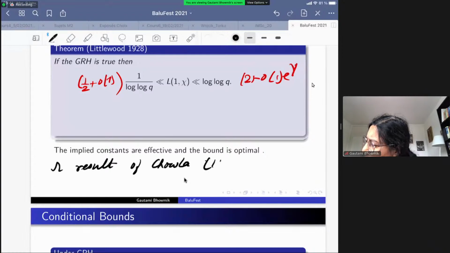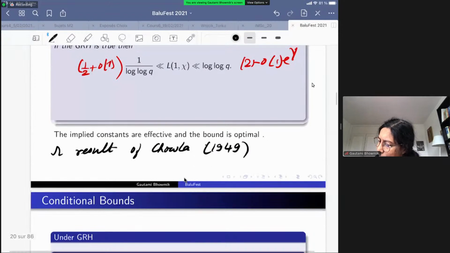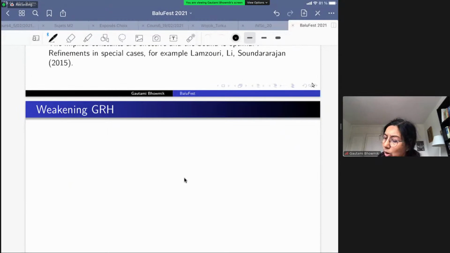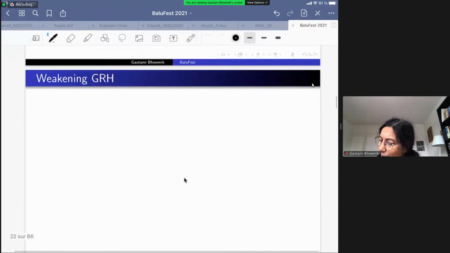This is 1949, and it says that you cannot really do very much better. So under GRH, this is about what you can expect. There are improvements. Some people continue to improve things under some assumptions, especially trying to see if they can do anything better with the constants. So you can't do much with the GRH. So let's see what happens if you weaken the GRH.